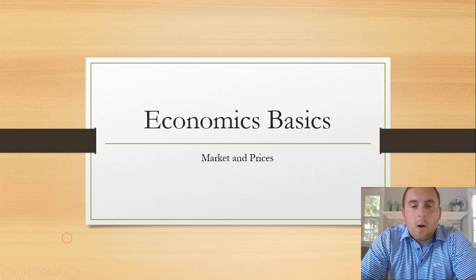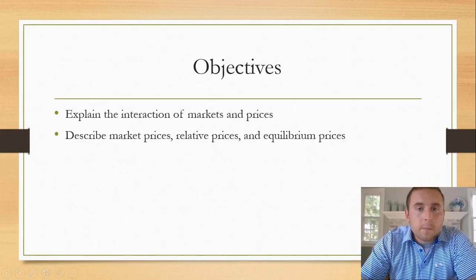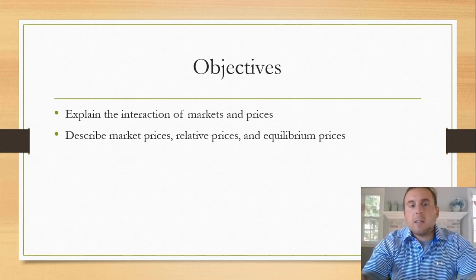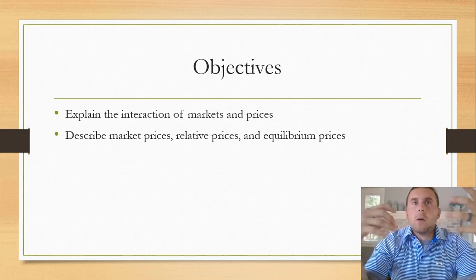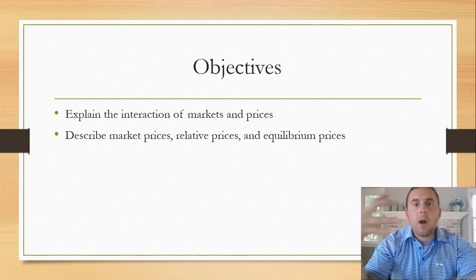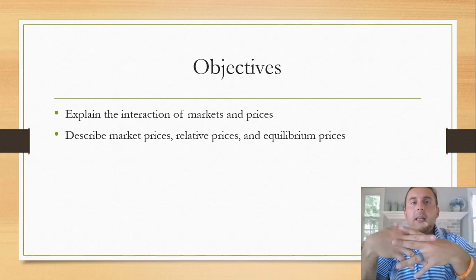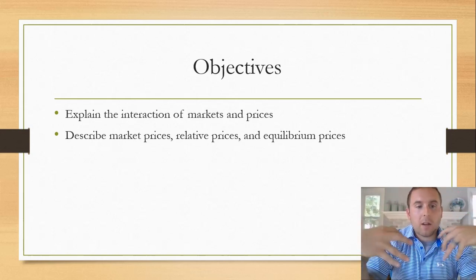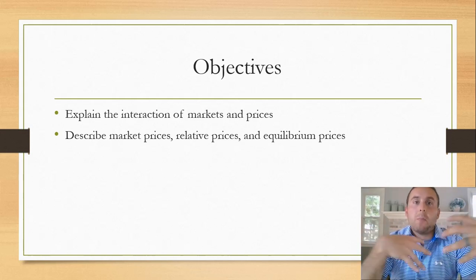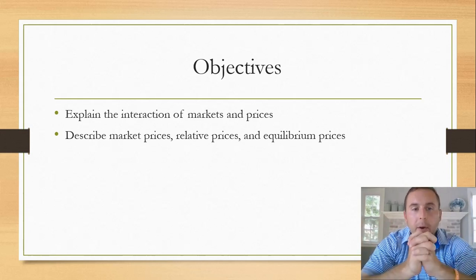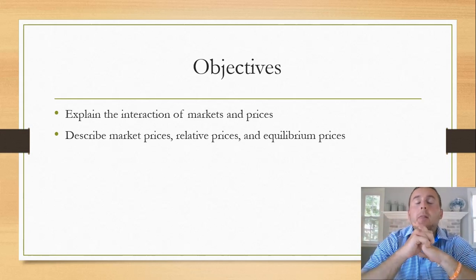All right, so objectives. As always, starting off with the objectives. Today, you're going to be able to explain the interaction of markets and prices. So we have a market. If you were to go to the grocery store and they're selling all these different products, how does the grocery store decide what the price of certain products will be? So how do they decide what the price of an apple will be? And then you should be able to describe market prices, relative prices, and equilibrium prices.